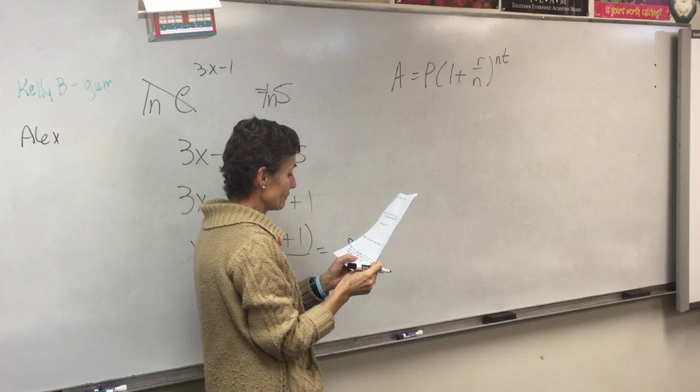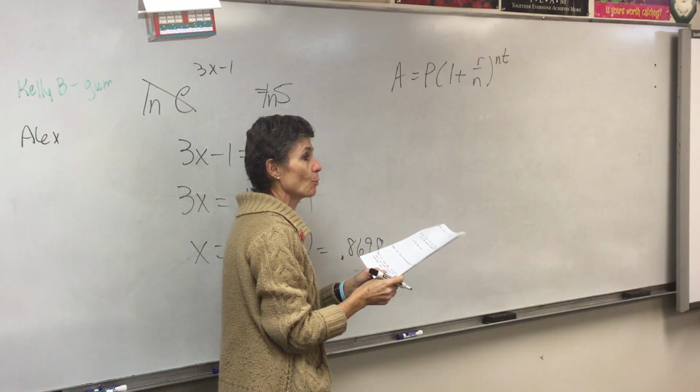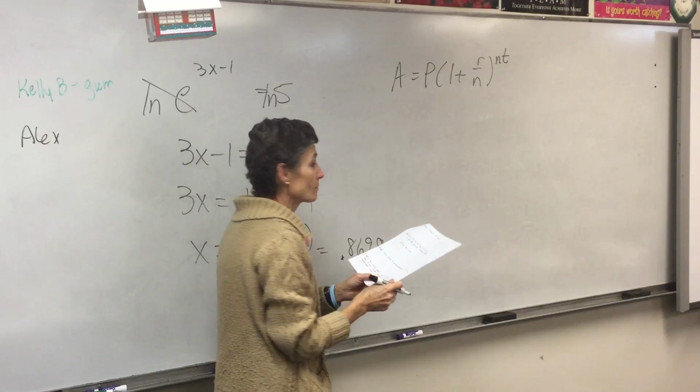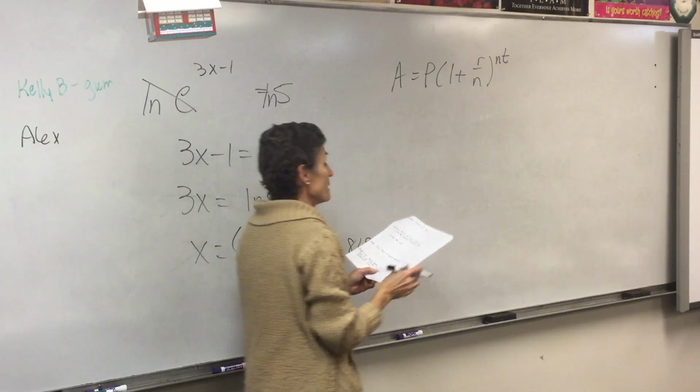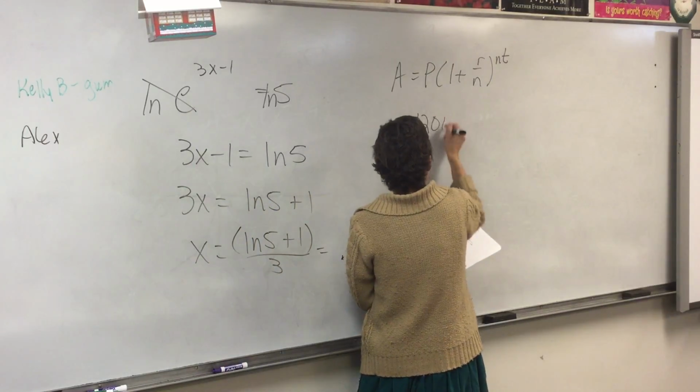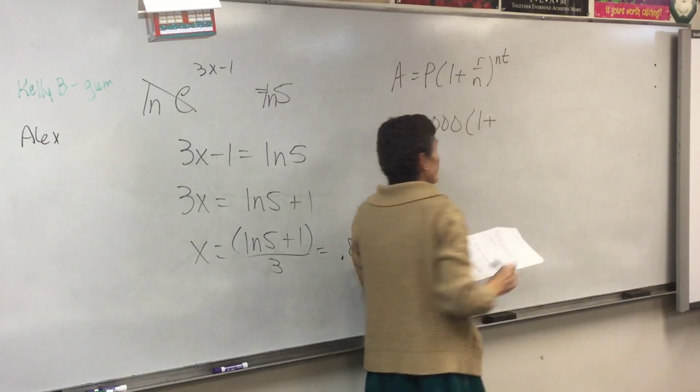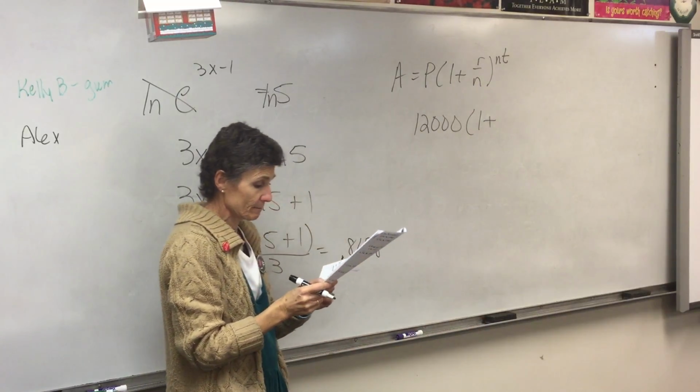How much would you have if you invested 12,000? So where does the 12,000 go? No, 12,000 is P. It's what you're starting with. You are starting with 12,000.